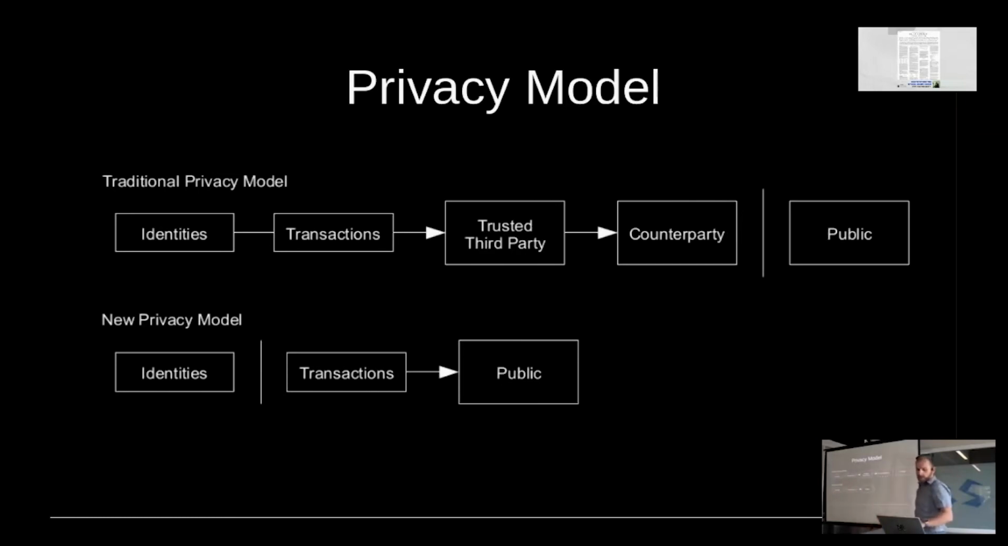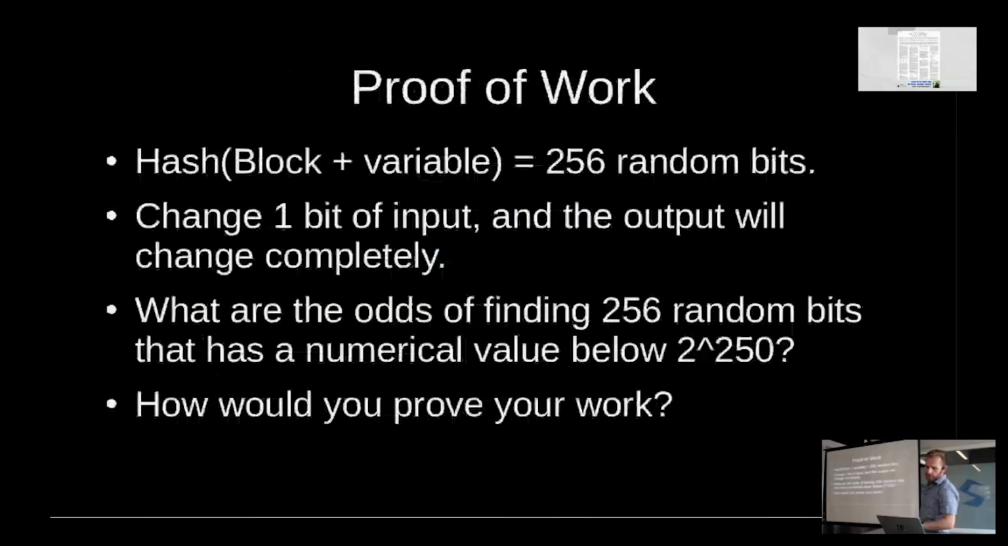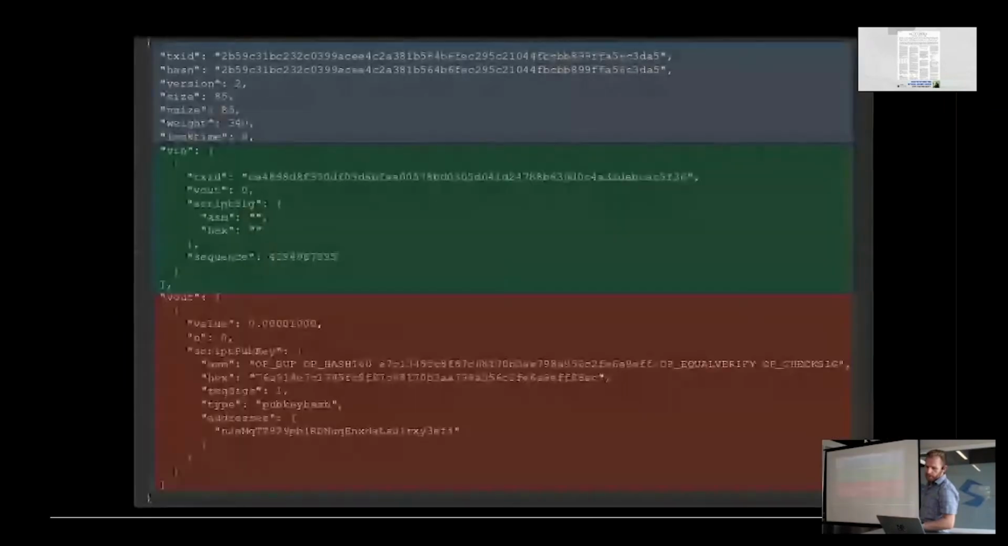Because I don't know if I want to scroll all the way back. Screw it, we'll do it, just to make this point.